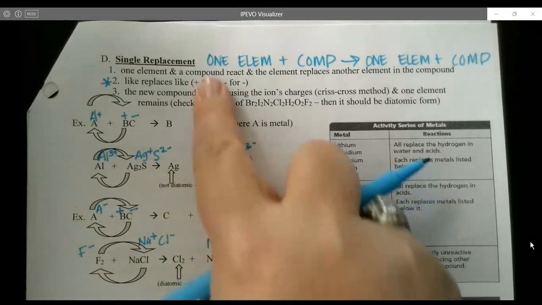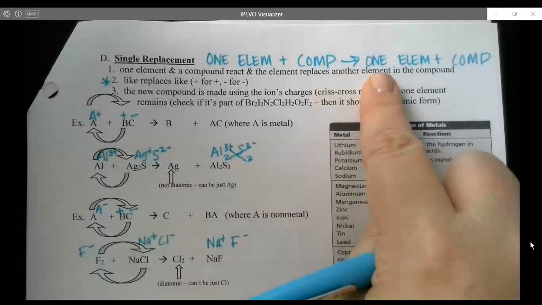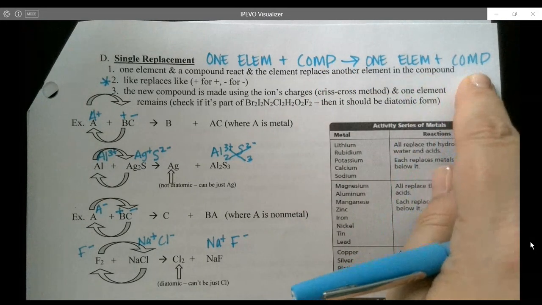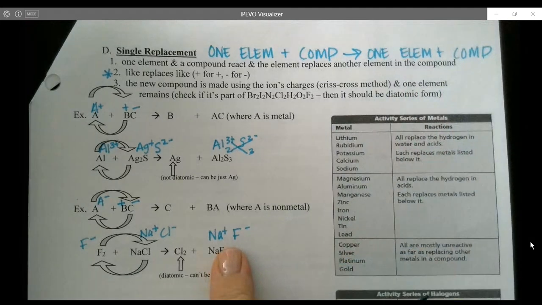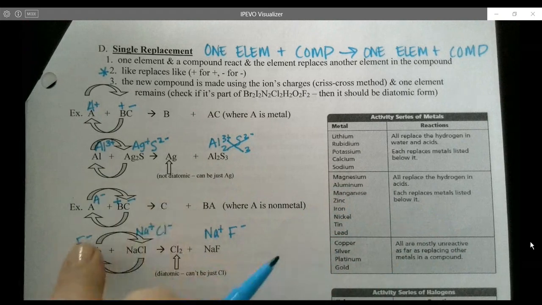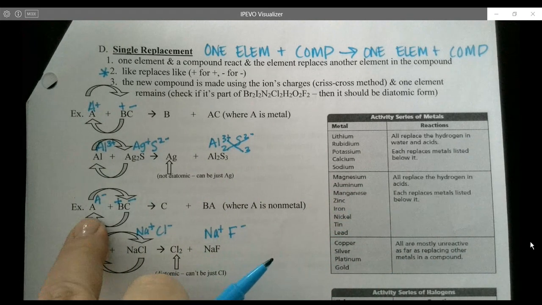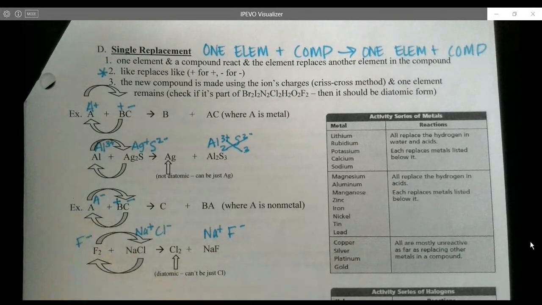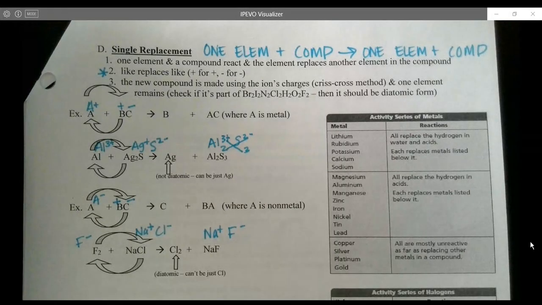So in a single replacement, again, it's one element and a compound making a new element on its own that came out of this compound, and then a new compound, okay? Now, there's one more rule to this. When you have a single replacement, this can only happen if the single element that's going to kick the other element out is more active or stronger. Now, what that means is it's a bit of a totem pole, or hierarchy, of who can kick who out. You have to be more active than the element you're kicking out in order to make the compound break apart and rejoin with you.